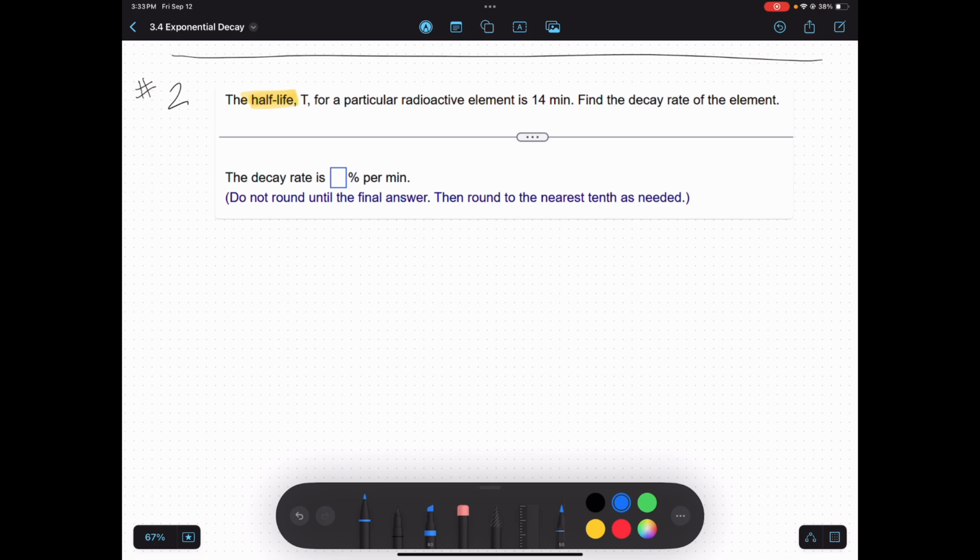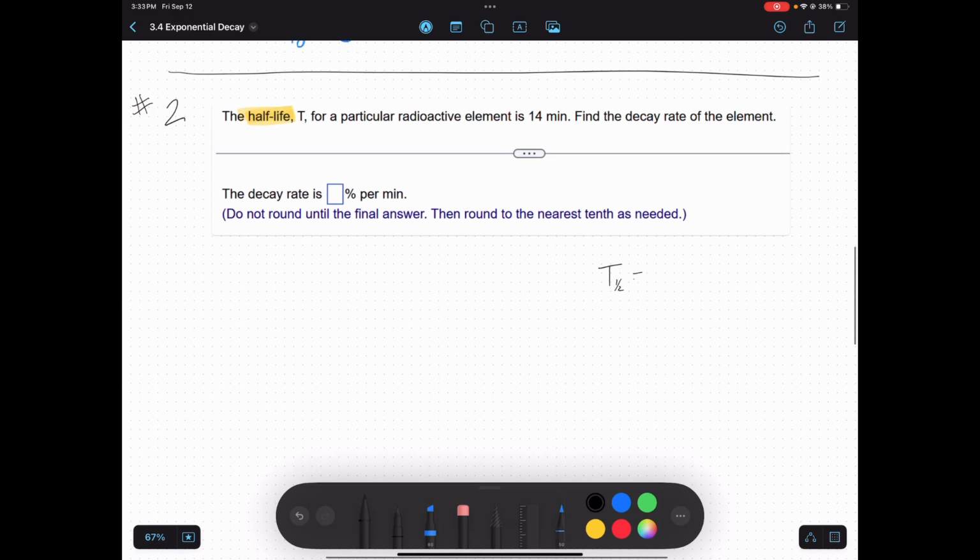First of all, we have a formula for half-life. The time it takes for a certain object or item to reach half of its value is equal to the natural log of 1/2 divided by whatever that decay rate is. And so in our example, we know the time it takes for it to reach half its value. So I can plug that in for t of 1/2, and I get 14 is equal to the natural log of 1/2 over k. And I could solve from there.